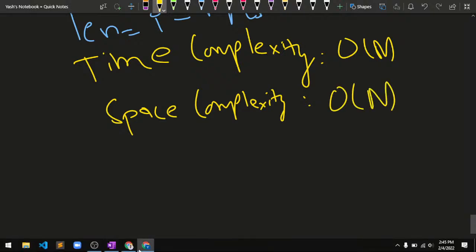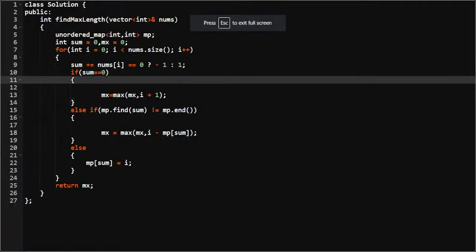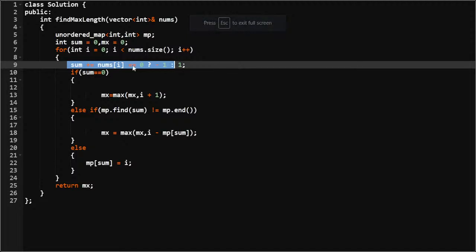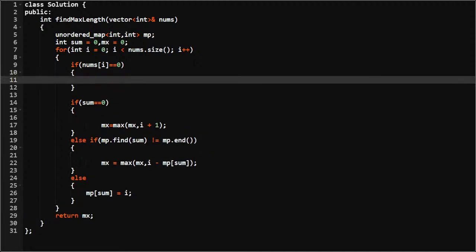Let me show you the code part for this particular problem so that you can understand it a little better. What I've done is, let me write this part for you as well, right? If my nums of i is equal to 0, in that case what will I do? I'll add to my sum. What will I add? I'll say sum plus equals -1, right? I'll add a -1 to my sum.